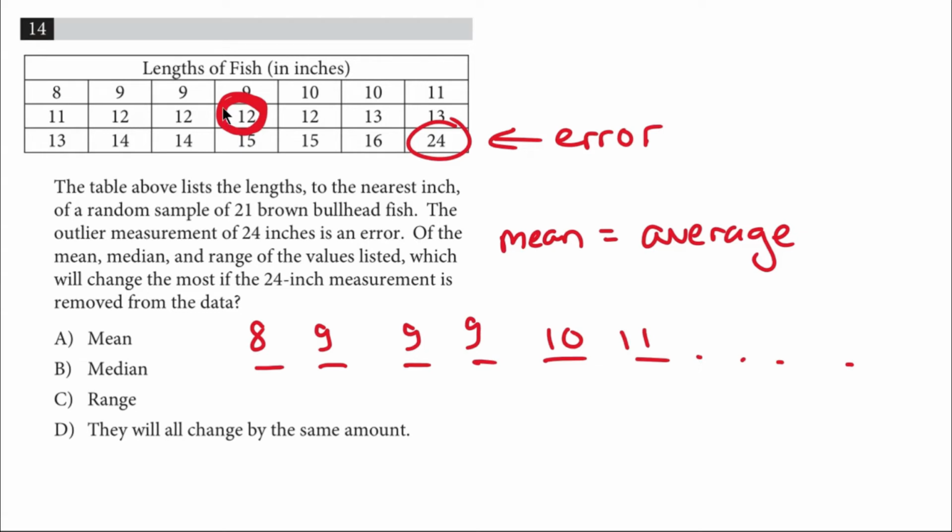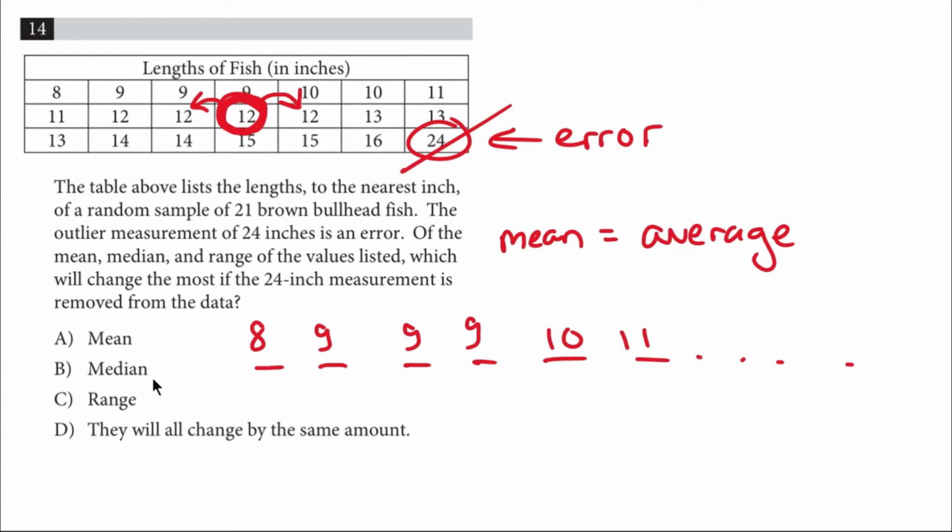And look around. 12 is also to the left of 12 and to the right of 12. That means if we remove this and we have 20 numbers now, the median is still going to be 12. It's still in the middle. We have 12s all around in the middle. Therefore, 12 is going to be the median anyway.